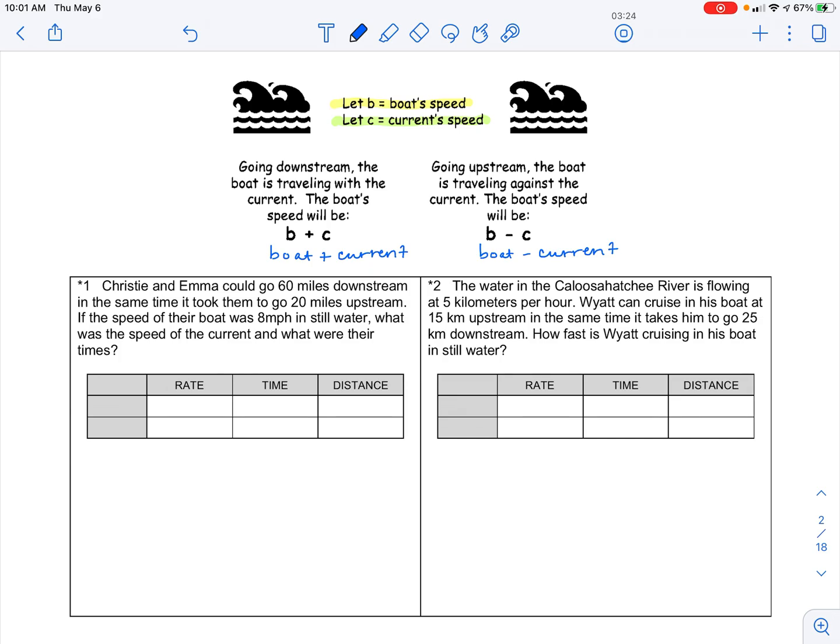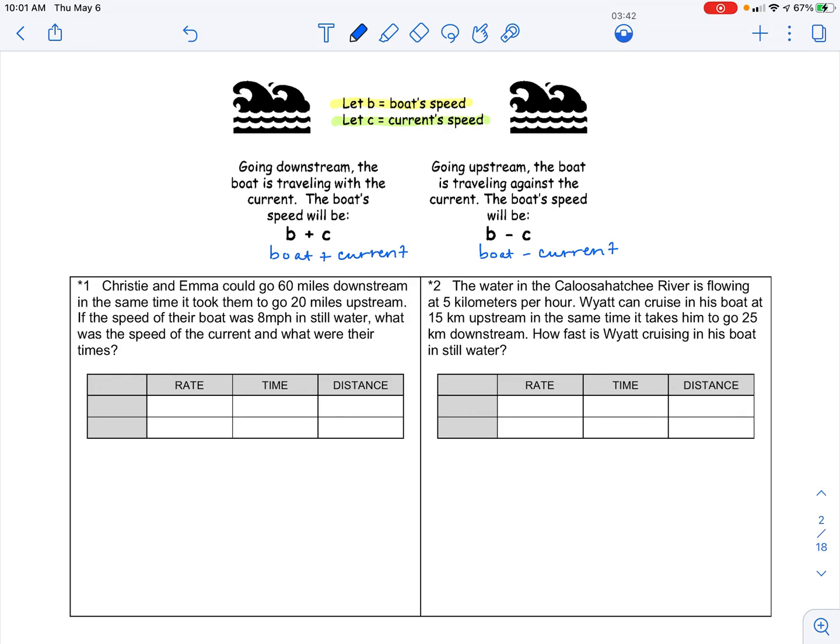Number one, these look like names from some of the students last year. Christy and Emma could go 60 miles downstream in the same time it took them to go 20 miles upstream. If the speed of their boat was 8 miles per hour in still water, what was the speed of the current and what were their times?